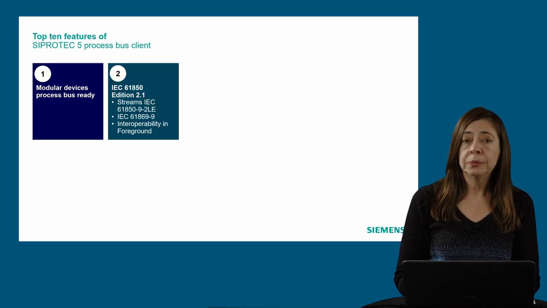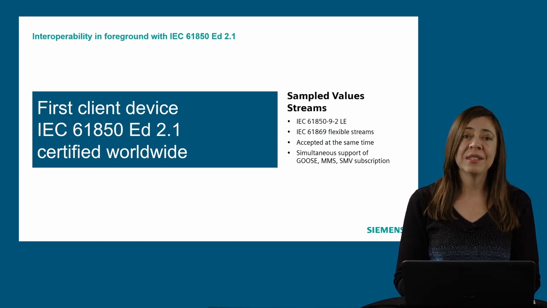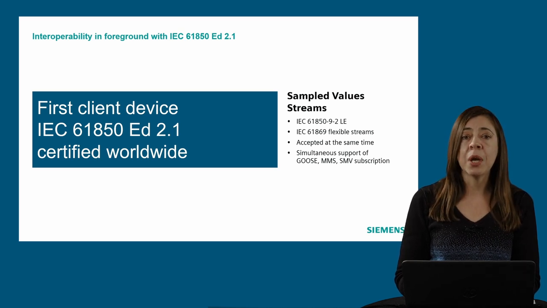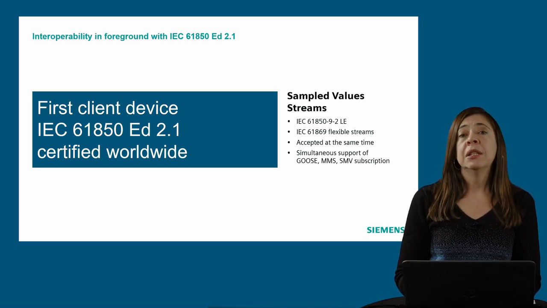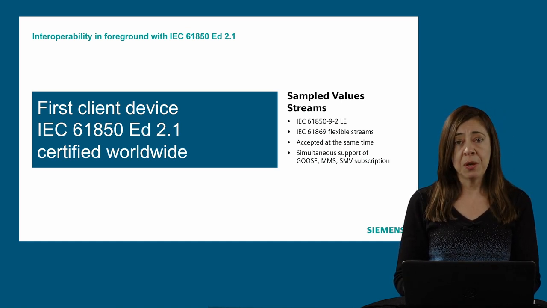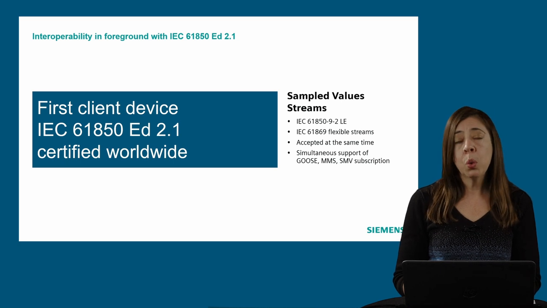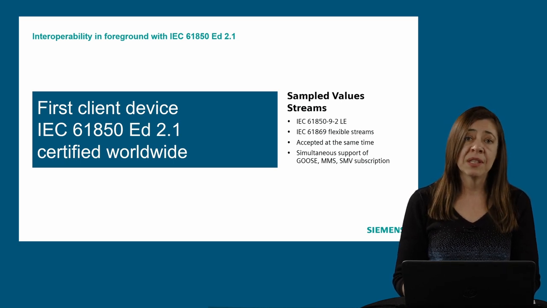Feature number 2, compliance with the international standards. The SIPROTEC 5 client devices are also the first devices worldwide certified with the edition 2.1 of the IEC 61850 standard. These devices support the light edition streams and the flexible streams without any special configuration. And simultaneously, the interface can also manage GOOSE messages, synchronization messages, and even MMS reporting.